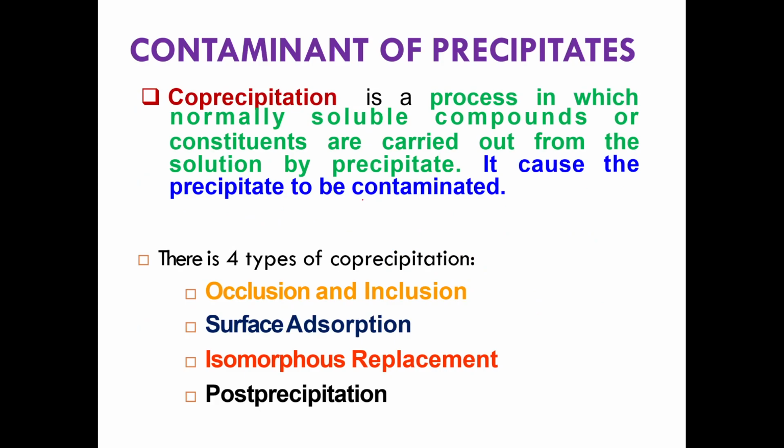Next is the contamination of precipitate. Co-precipitation is a process in which normally soluble compounds or constituents are carried out from the solution by the precipitate. It causes the precipitate to be contaminated. And there are 4 types of co-precipitation. We start with occlusion and inclusion. Next is surface adsorption. Next is isomorphous replacement. And the last one is post-precipitation.